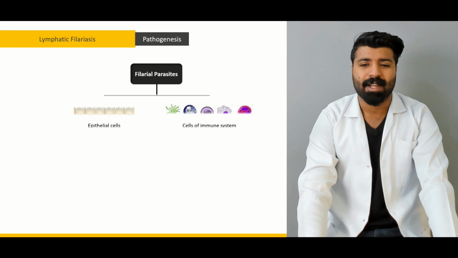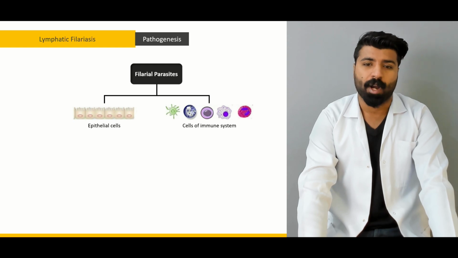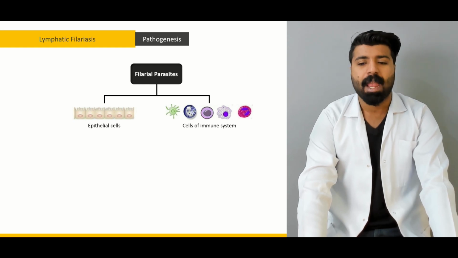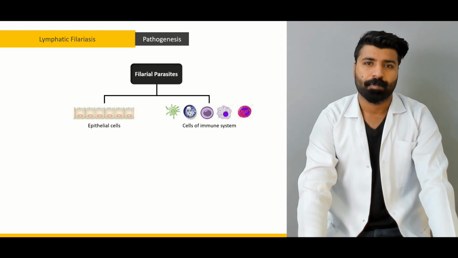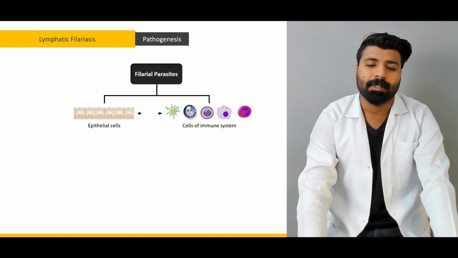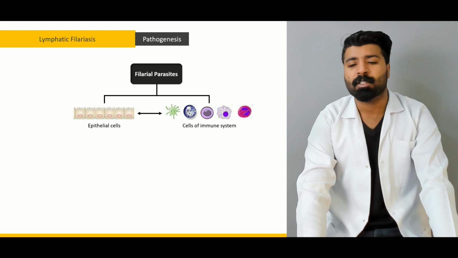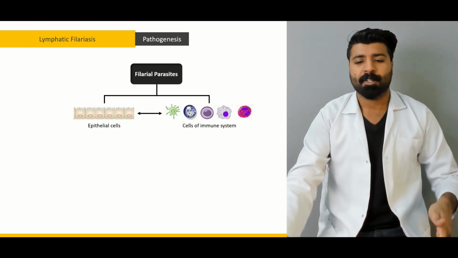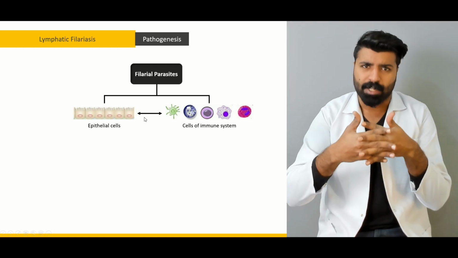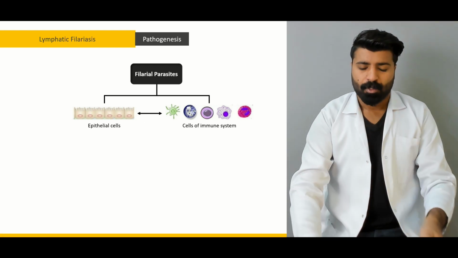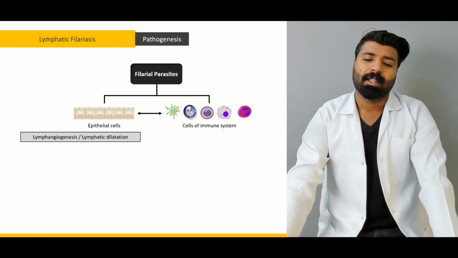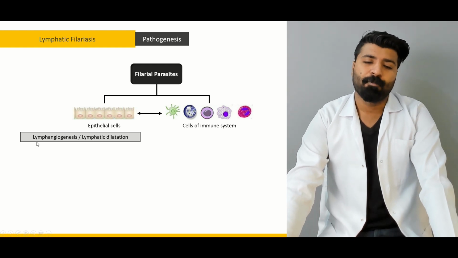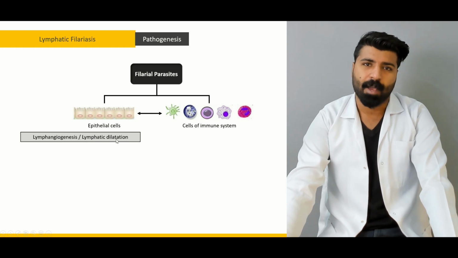Filarial parasites are going to affect what? Epithelial cells and cells of the immune system. What's going to happen in epithelial cells? What's going to happen in cells of the immune system? It's correlated. That's what this arrow means. It's correlated, right? So what happens is that in epithelial cells, lymphangiogenesis will happen, lymphatic dilation will happen.